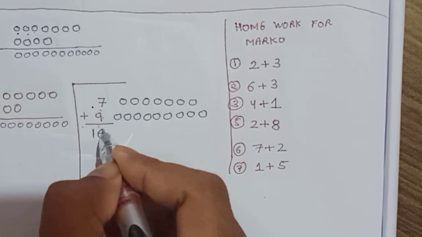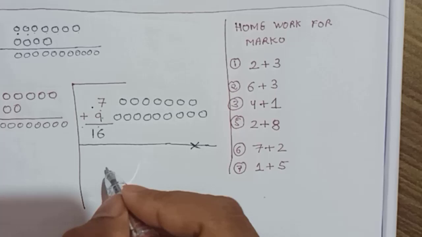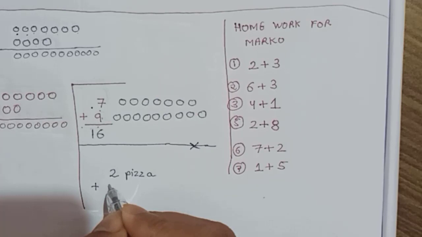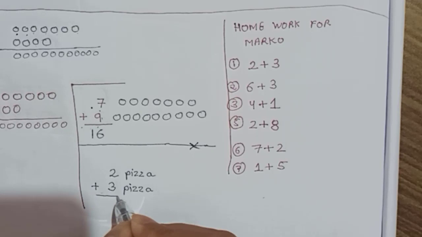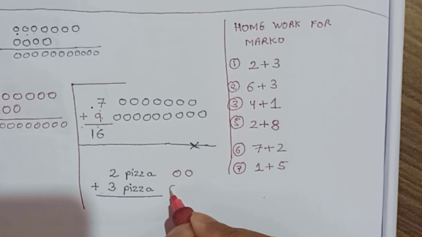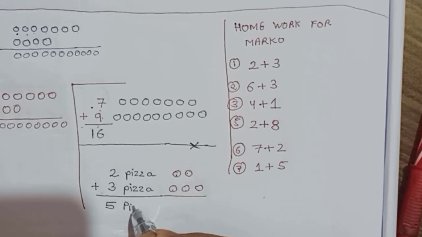Okay. So these are the same, Marko. This is same as, like your father gave you two pizzas. Then your brother gave you three more pizzas. So how many pizzas will Marko be having total? 1, 2, 3, 4, 5. Five pizzas Marko will be having total. Yum yum. All right, Marko.